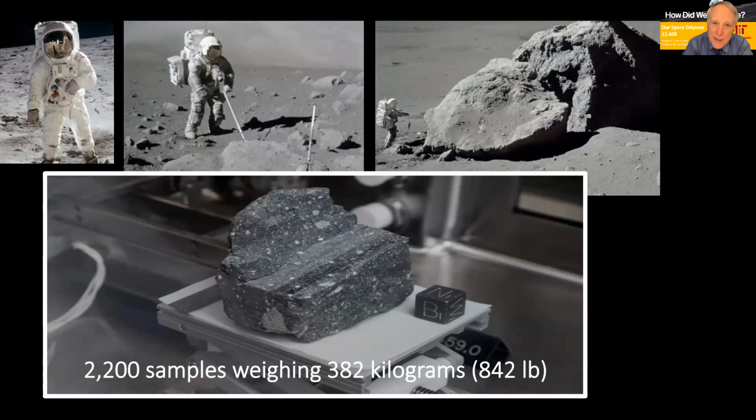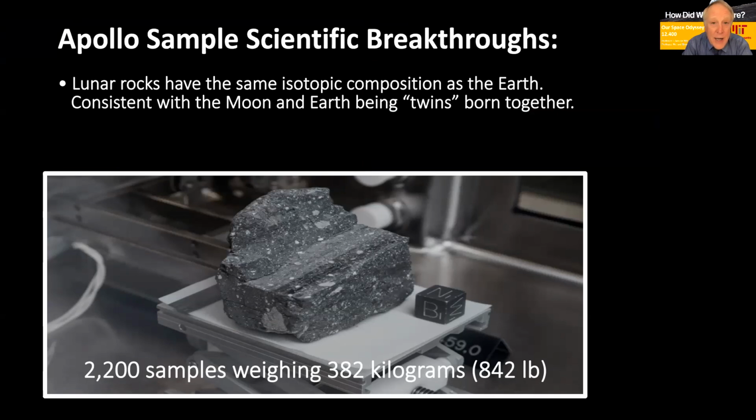And one of the amazing scientific accomplishments of the Apollo program was bringing back samples of the moon, nearly 1,000 pounds of samples, nearly 400 kilograms of samples back to the Earth for detailed study in Earth's laboratories. And a breakthrough that came from studying these samples is that we found that the isotopic composition of moon rocks is the same isotopic composition as the Earth.